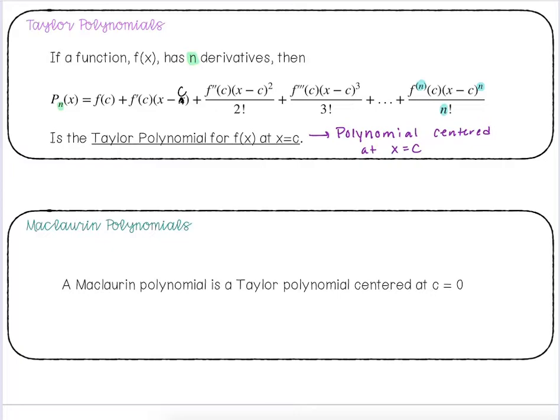So then we also have these things called Maclaurin polynomials, and they're exactly the same thing except that they're always centered at c equaling 0. So a Maclaurin polynomial is just a special case of a Taylor polynomial, but they do have 2 different names. And that's just because they're named after 2 different mathematicians.